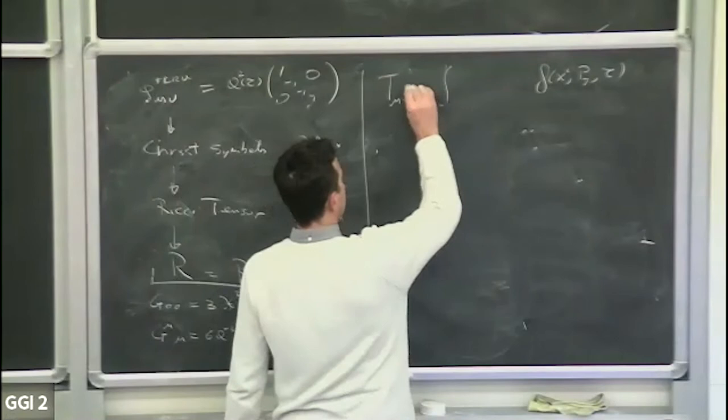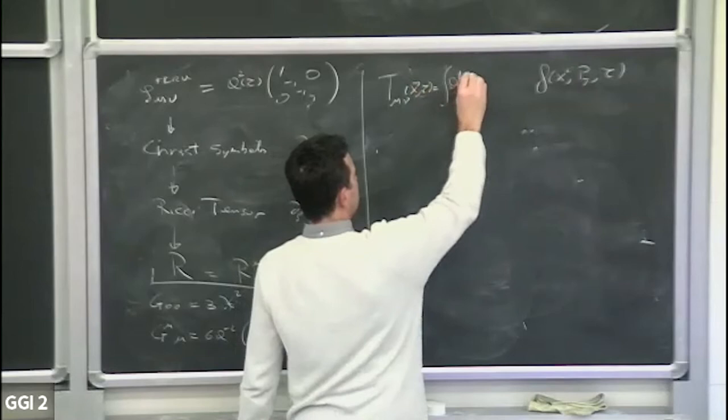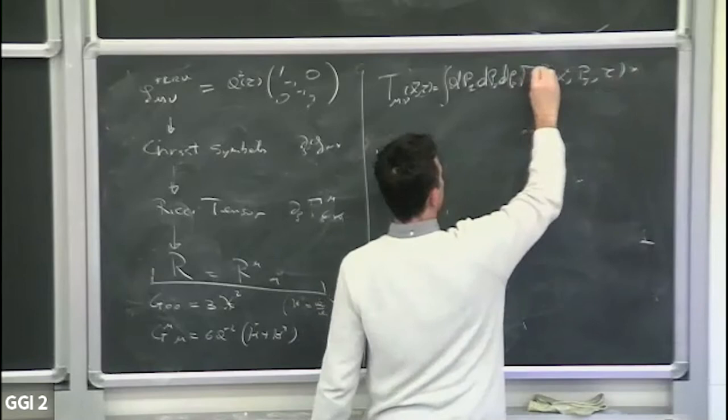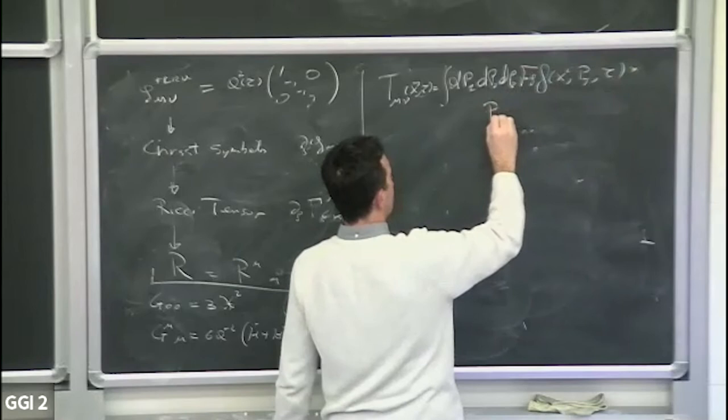So the only complication here is that in general relativity, the measure of the integral is a little bit different. Here, let's put the square root of minus the determinant of g, and then you have p nu divided by p zero, okay?